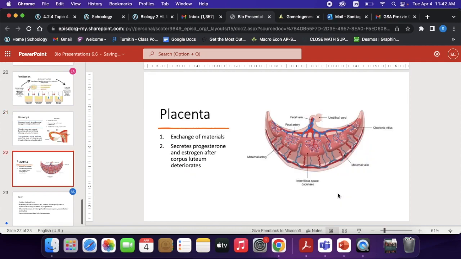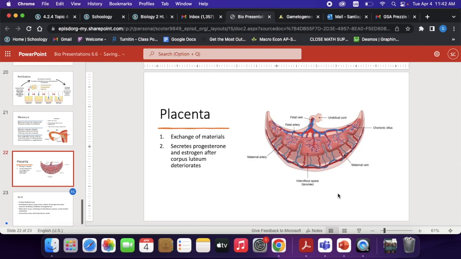Then the placenta: when the trophoblast implants into the uterine wall, the placenta invades the uterine wall, and it creates a connection between the maternal and fetal blood cells, which allows for exchange of materials. Fetal wastes like CO2 and urea are taken into the maternal blood cells, and nutrients, water and oxygen are transferred into the fetal blood cells, and that connects to the umbilical cord, which takes those materials to the baby. The placenta is also responsible for secreting progesterone and estrogen after the corpus luteum deteriorates.